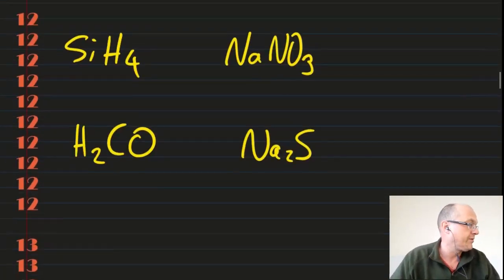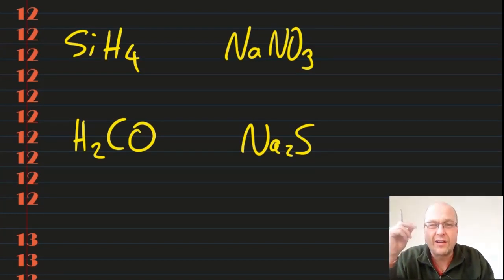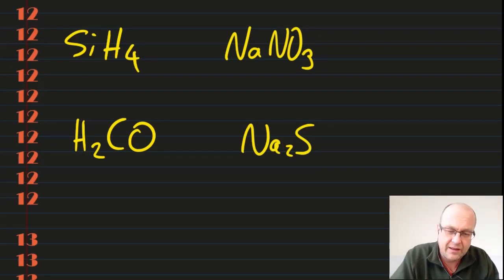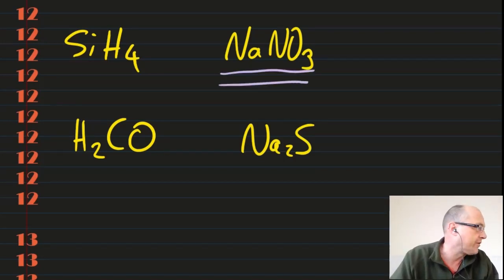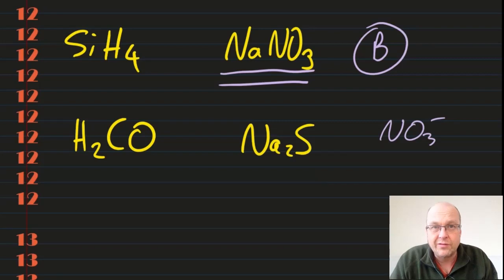All right, 12. They like this question. Almost always, if it's ionic and covalent, that's the nitrate, something nitrate or something carbonate. And I can see that there. There it is. So that's B. Because nitrate is a covalent molecule, but it's got a charge. So it's an ion as well.